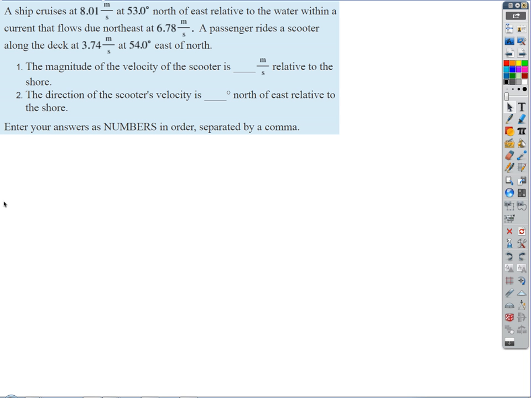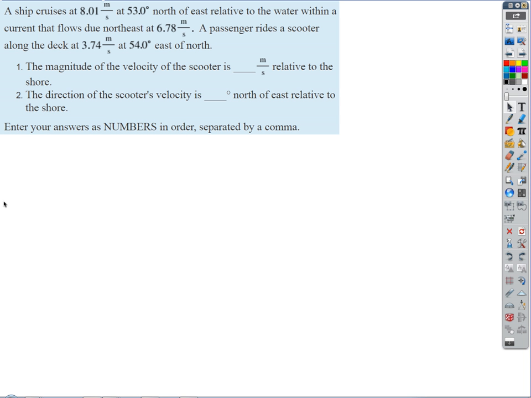This looks complicated. A ship cruises at 8.01 meters per second at 53 degrees north of east relative to the water within a current that flows due northeast at 6.78 meters per second. A passenger rides a scooter along the deck at 3.74 meters per second at 54.0 degrees east of north relative to the deck of the boat.